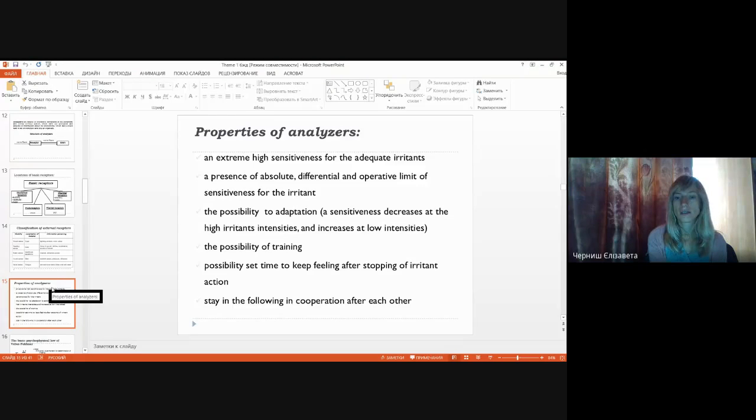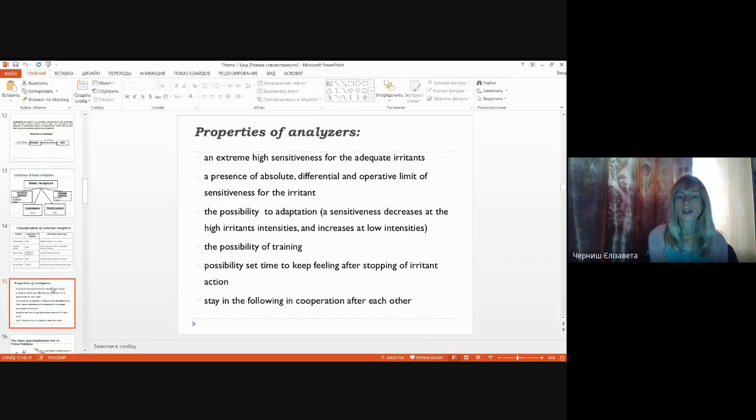Extremely high sensitivity to irritants, yet different analyzers have absolutely different operating limits of sensitivity to the irritant, and the possibility of adaptation. It's a very important property of analyzers: adaptation to the level of irritant intensity, so the possibility of training analyzers. It's also very important, and of course, cooperation.